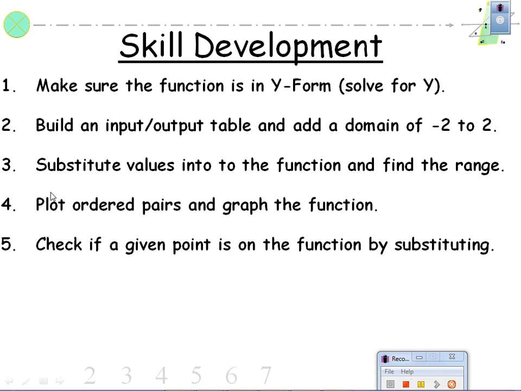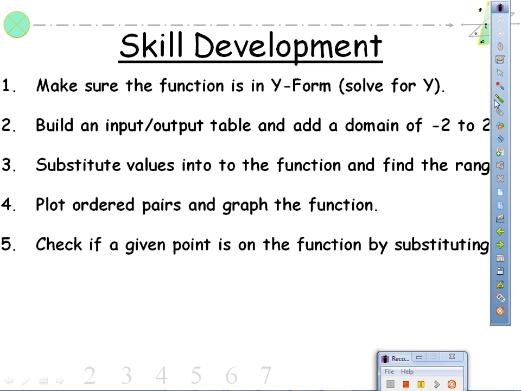Number 4, plot the ordered pairs and graph your function. Number 5, check if a given point is on the function by substituting. So I'm going to assign you one point where you need to check to see if it's on the function, and I'll show you how to do that. Okay, copy that, please.